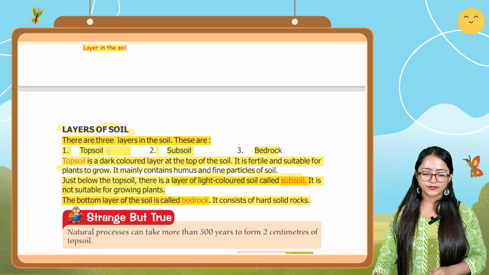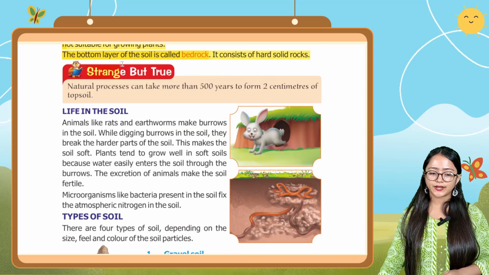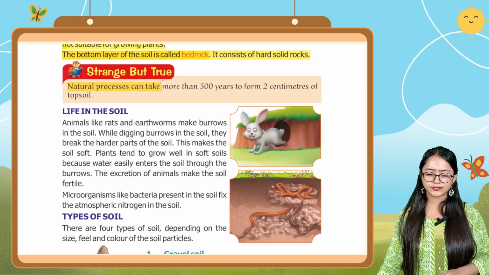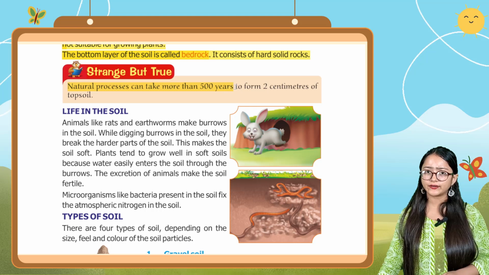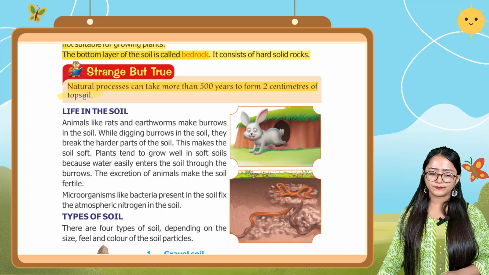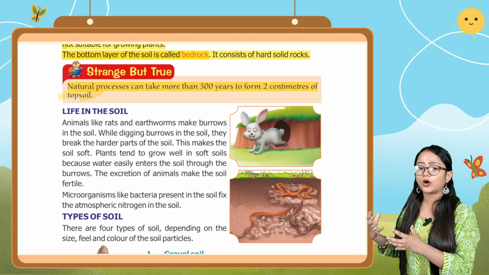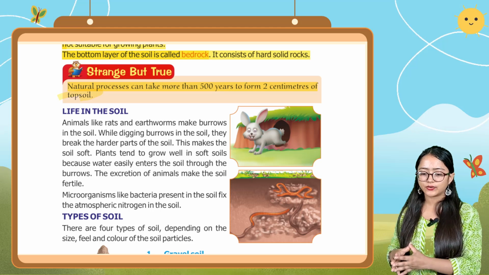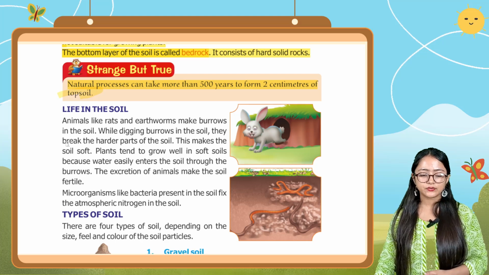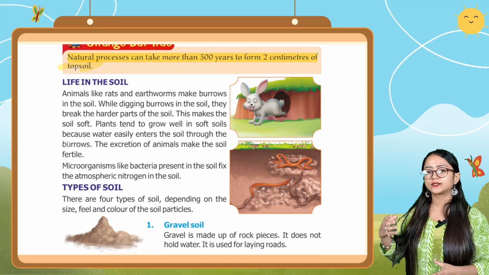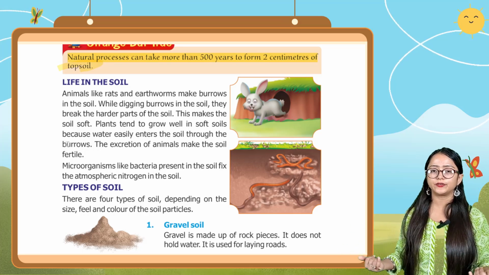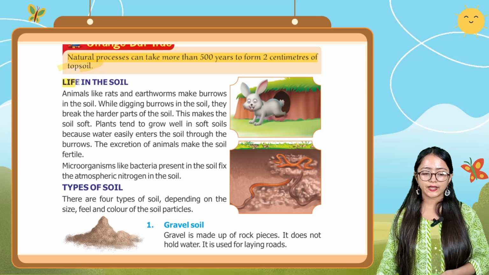Now we come to the point, strange but true. This point is saying natural processes can take more than 500 years to form 2 centimeters of topsoil. So basically, to form 2 centimeters of topsoil, it takes 500 years. This also means that one should conserve the soil, for the plants' growth and also for human use.